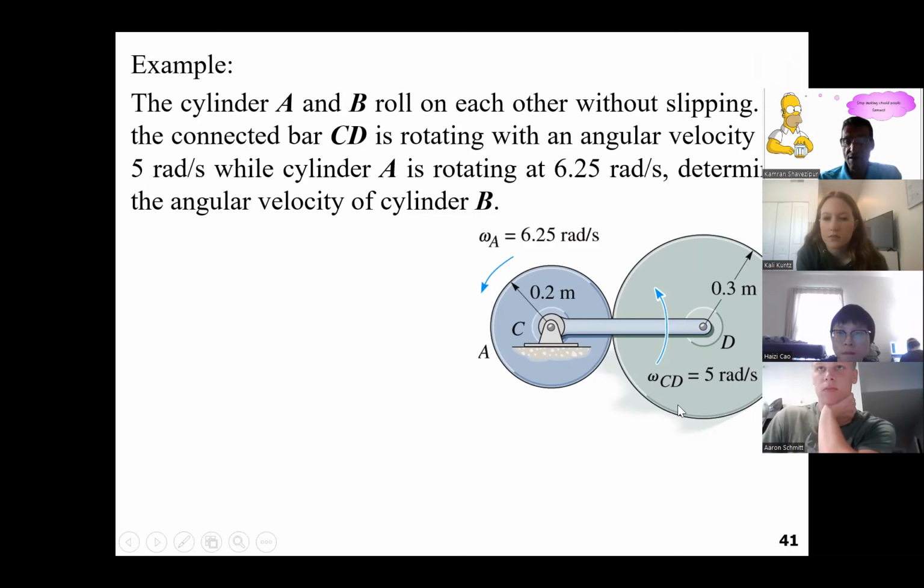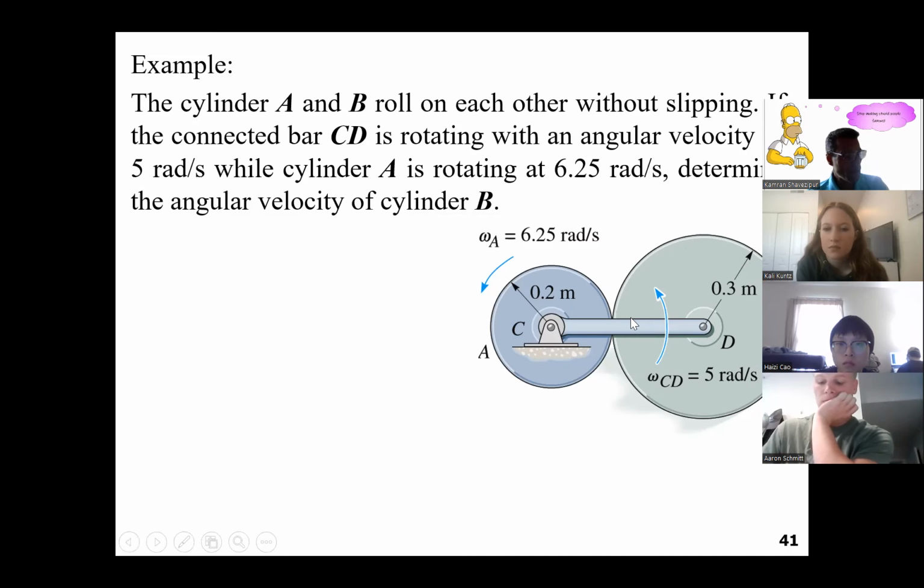You do not have omega for the cylinder B, but the center of B is connected to the center of A through link CD. And you have omega of CD. So A rotates by itself. This link CD rotates independently, but it forces the cylinder B to roll with a certain velocity. This is something we call planetary systems.